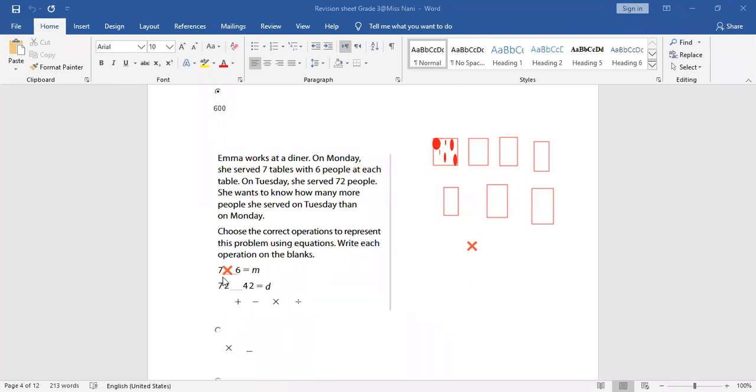Then after I multiply 7 times 6, I get 42. She served on Tuesday 72. So to get how many more, I said when I see how many more, I do minus. So it will be 72 minus 42. So the answer is multiplication and subtraction, not multiplication and division.